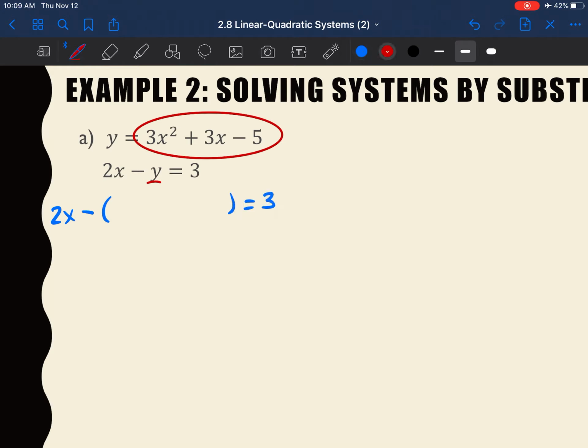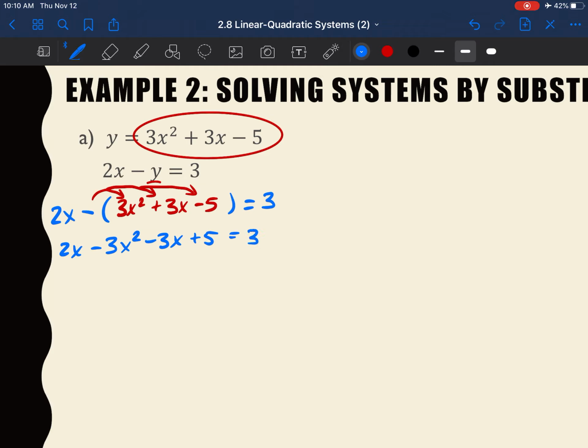So instead of the y, I'm going to write 3x squared plus 3x minus 5. Always write it in parentheses, especially for a situation like this, because in this case you have that negative that needs to be distributed to the parentheses. So then you get 2x minus 3x squared minus 3x plus 5, because I multiplied by -1, and then I have the 3 here. Now I need to solve this.